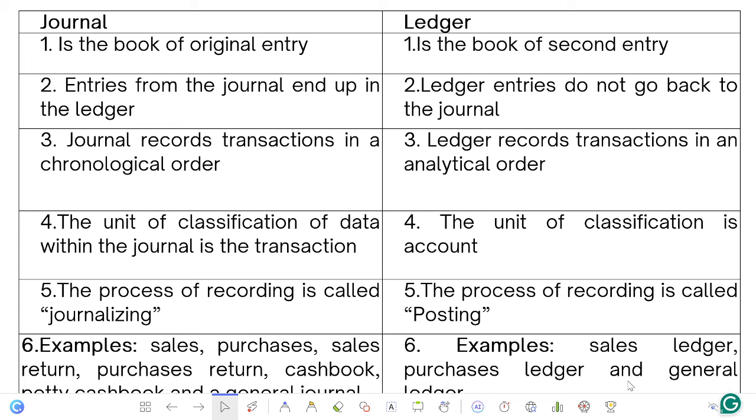A journal records transactions in chronological order, while a ledger records transactions in analytical order. The unit of classification of data within the journal is the transaction, while the unit of classification in the ledger is the account. The process of recording information in the journal is called journalizing, while transferring information to the ledger is called posting.